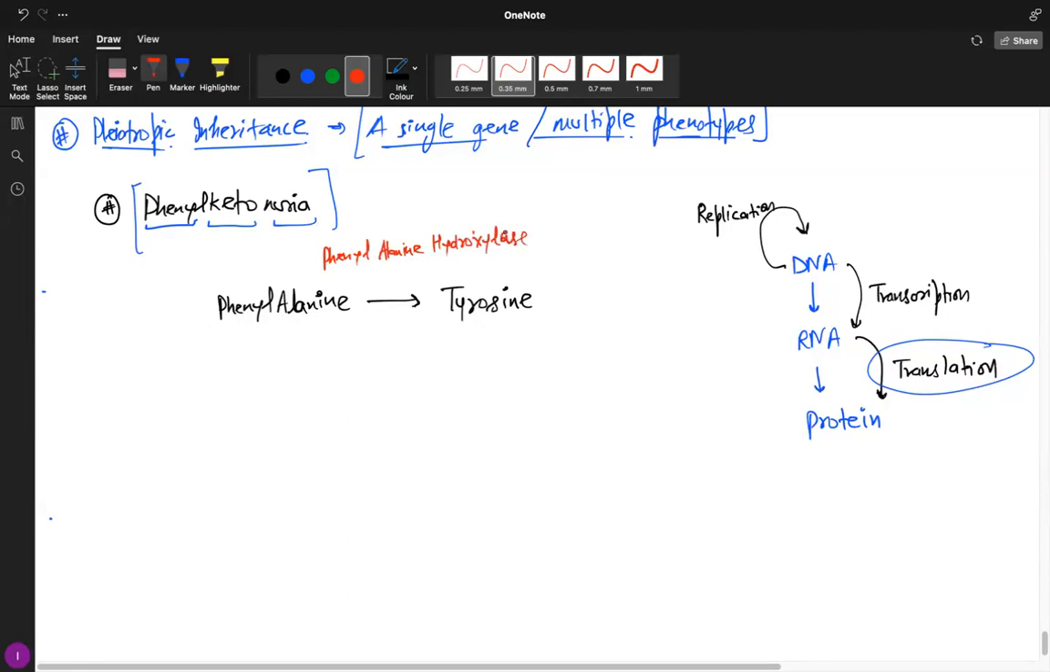It again ends with ase. So it adds a hydroxy group on phenylalanine and converts it into a different structure, which we call tyrosine. So the enzyme also tells about its own function.